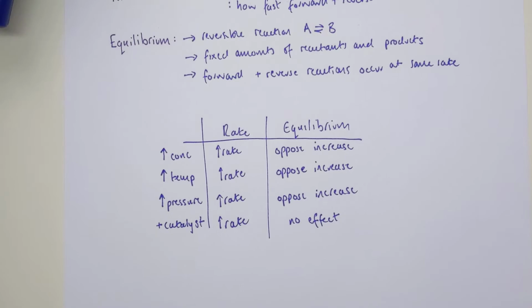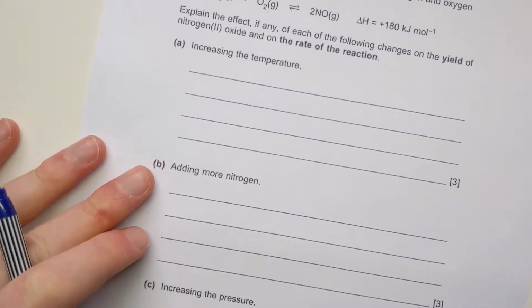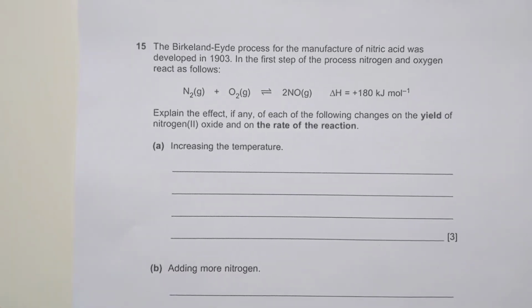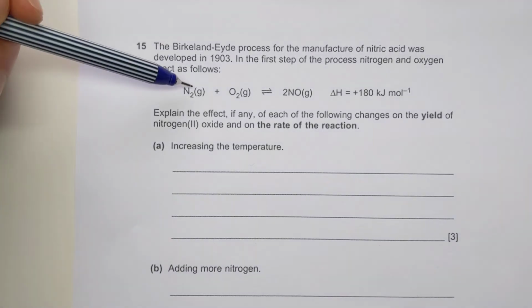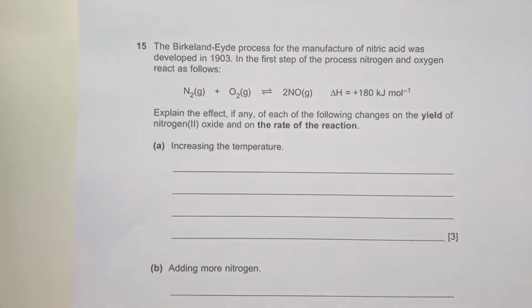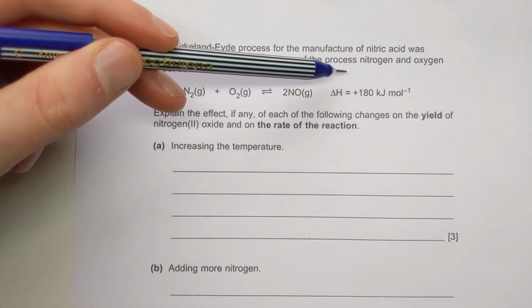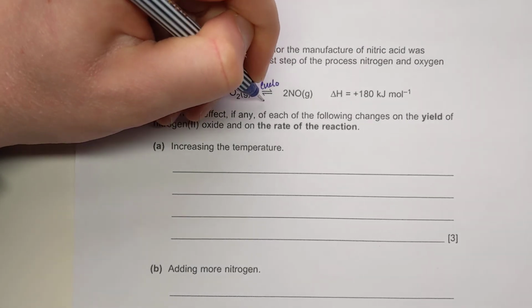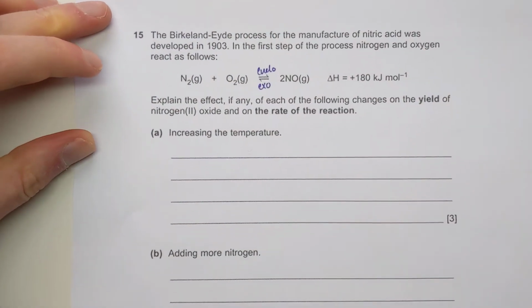So if we look at how that applied itself to the first question on the assessment, which was probably the hardest part of the assessment itself. This question gave us a reversible process, nitrogen and oxygen reacting to make nitrogen oxide. It gave us the enthalpy change for the reaction. It's endothermic in the forward direction and exothermic in the reverse direction.